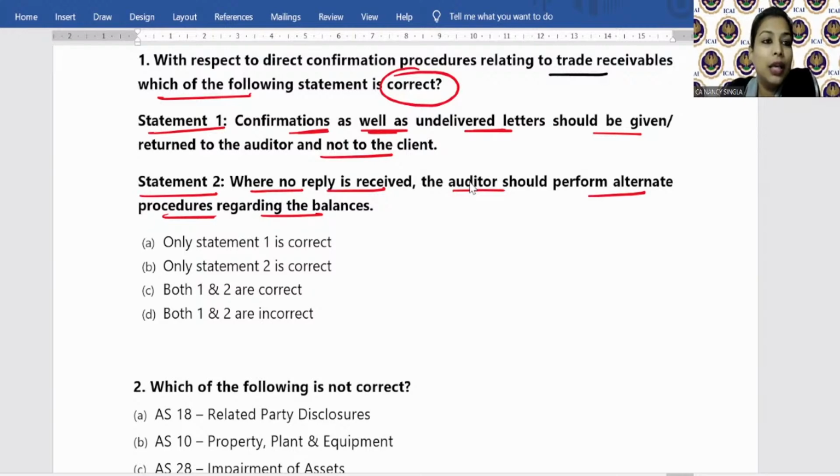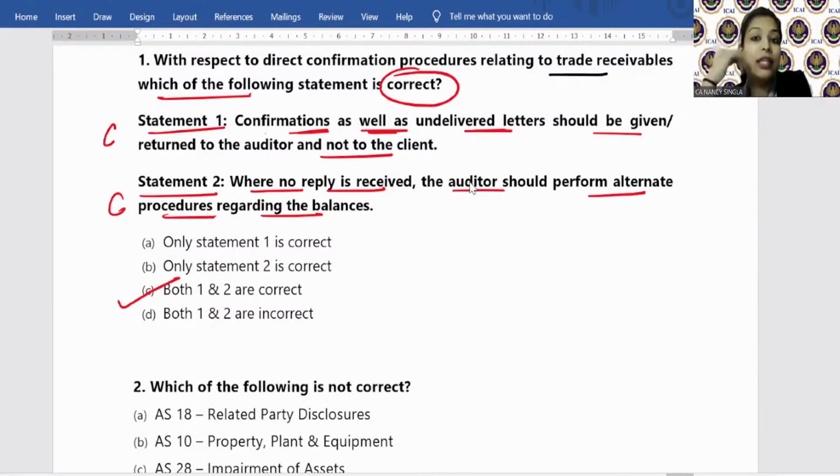Okay, now let us see statement 1, which I am discussing. Confirmation as well as undelivered letter should be returned to the auditor. This is correct, right? Okay. Where no reply is received, the auditor should perform alternate procedures. This is also correct. So the answer is what? C.